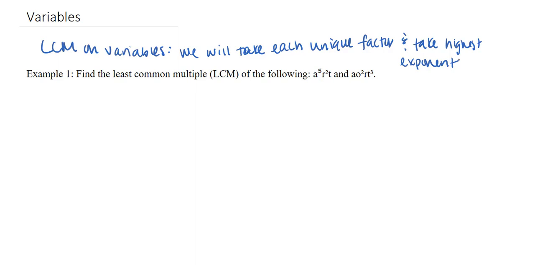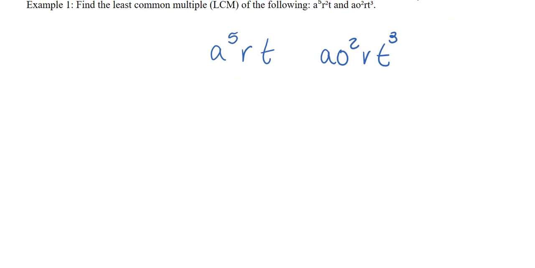So we're going to find the least common multiple of the following. We have a to the fifth r squared t, and we also have a o squared r t to the third. I just like to rewrite it because I think it helps me. And then when we look at this, let's find all the unique factors. So we have a, we also have o, r, t. So those are the unique factors.